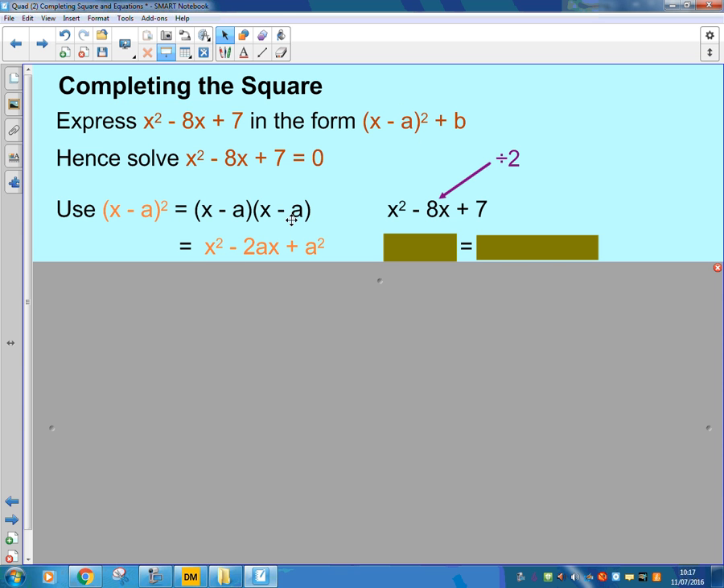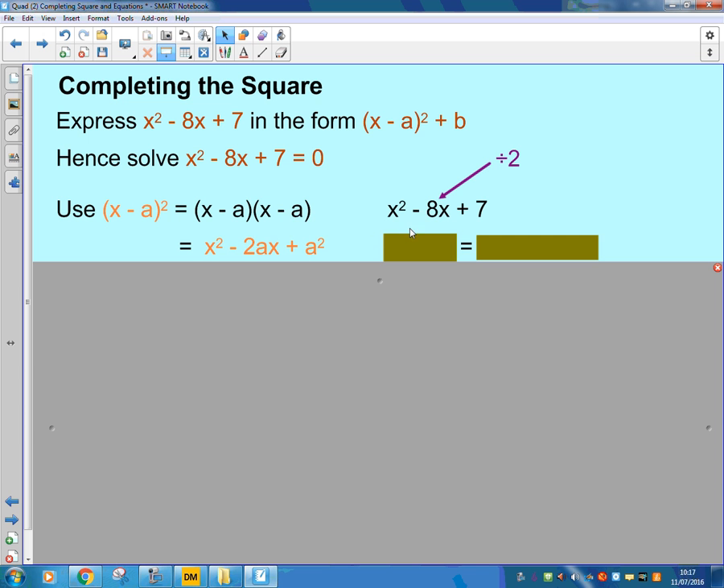I get x minus a times itself, which is x squared minus ax minus another ax, so that's minus 2ax, minus a times minus a, plus a squared. So do you see that you're getting x squared minus 2ax plus a squared? This is another useful result to remember: x minus a all squared is x squared minus 2ax plus a squared.